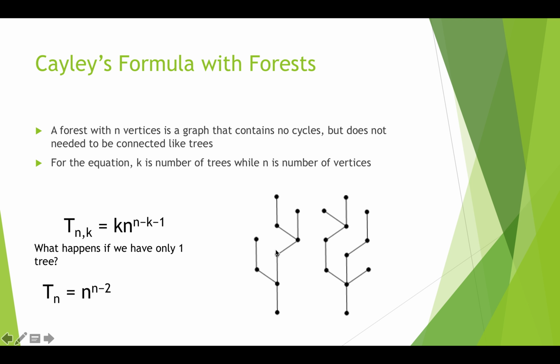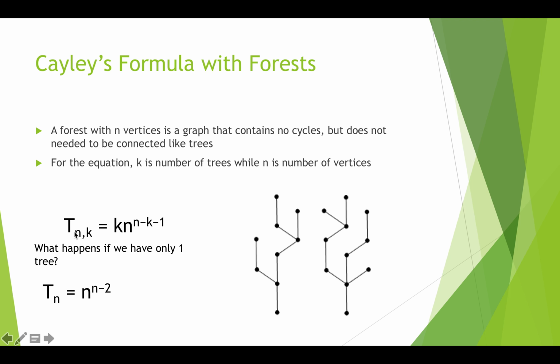Cayley also had a formula for a forest. A forest with n vertices is a graph that contains no cycles, but does not need to be connected like trees. So this here is a forest. You have 2 trees, and if I start here, there's no way I can get back to it again, no matter what. But they're not connected to each other. They both exist. They're both graphs, they're both even trees, but they're not connected to form a full graph, and there's still no cycle.